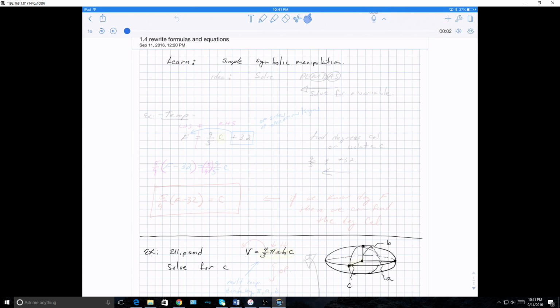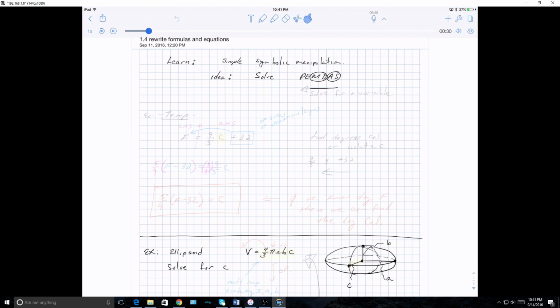Hi, well, today we're going to talk about 1.4, rewriting formulas and equations. And one of the big ideas that we do need to talk about again is how you solve, right? So if we look at our order of operations, we can clearly see that the MDs and the ASs are exactly inverses of each other. And if we work backwards, well, that'll help us to solve for a variable.